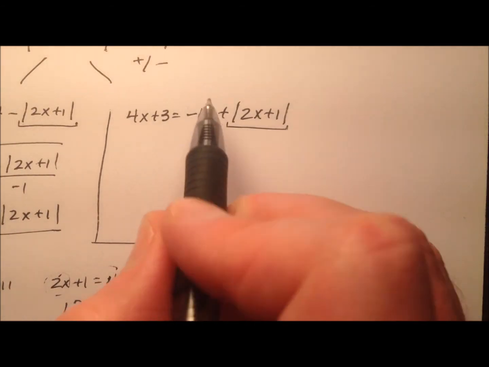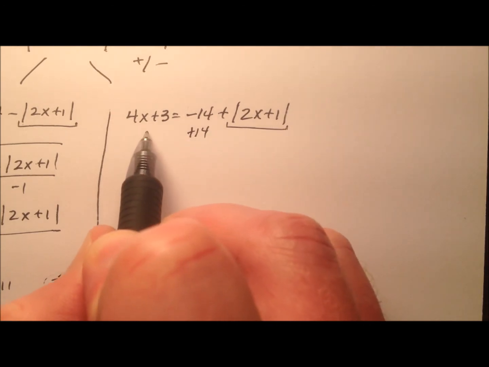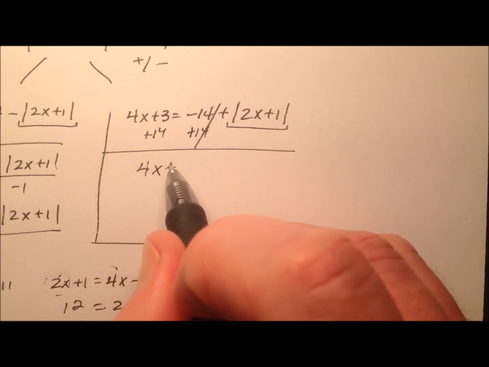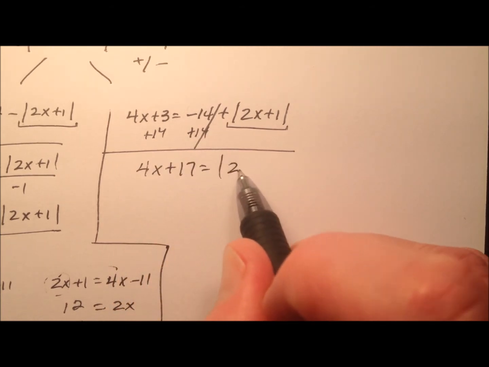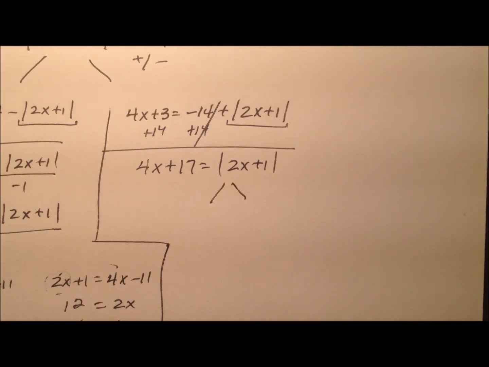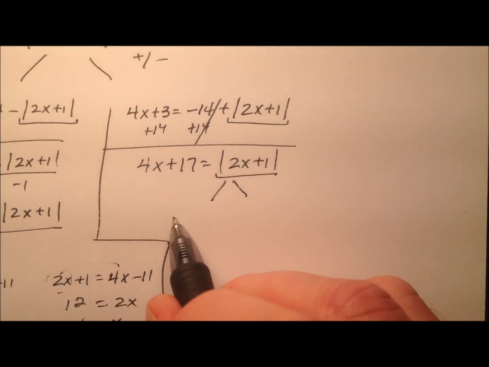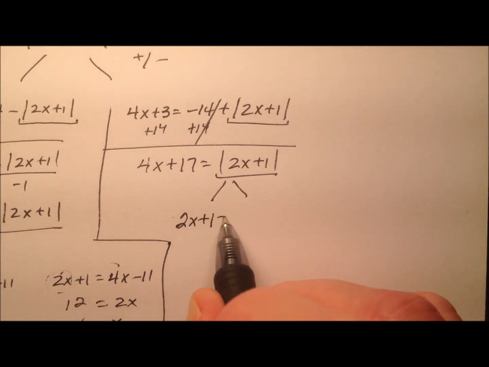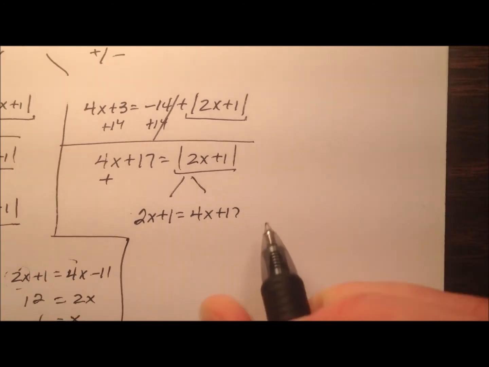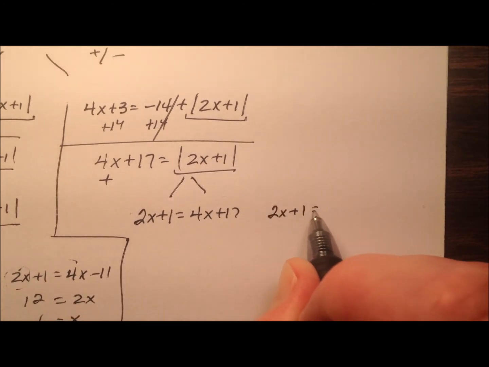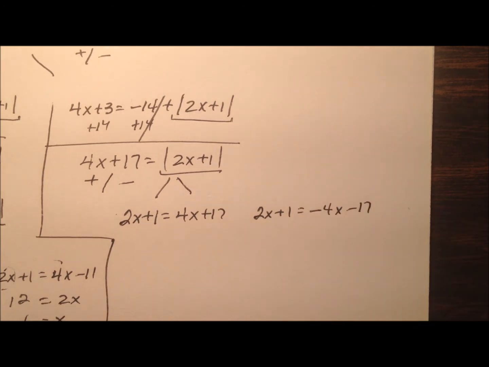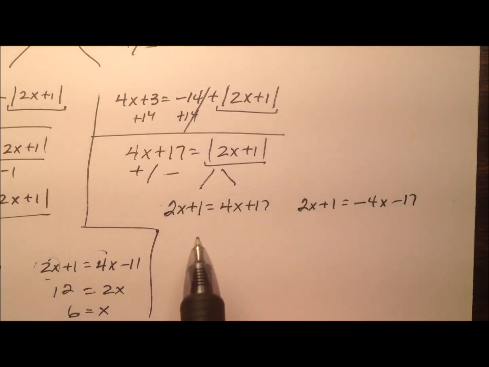Let's go ahead and break this down. Well, first we have to isolate the absolute value. We'll add 14 to both sides. So 4x plus 17 equals the absolute value of 2x plus 1. And again, now we need to split this into two. So we have our absolute value, which is 2x plus 1, equaling the positive side, which is 4x plus 17. Also, I have the 2x plus 1 equals the negative side, so it's negative 4x minus 17. Let's go ahead and solve both of these.